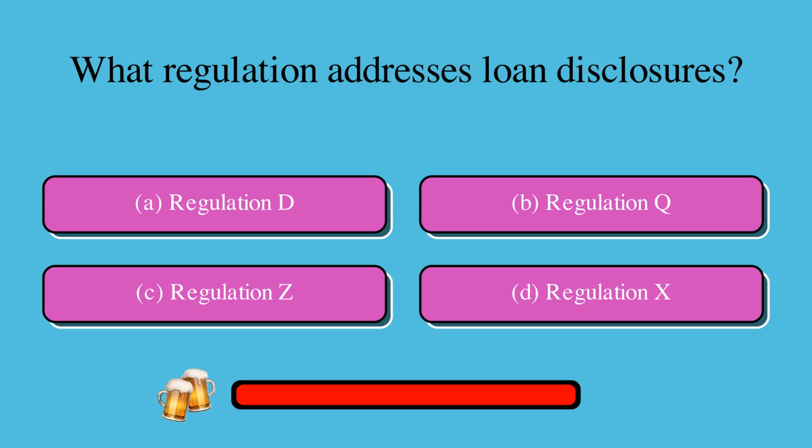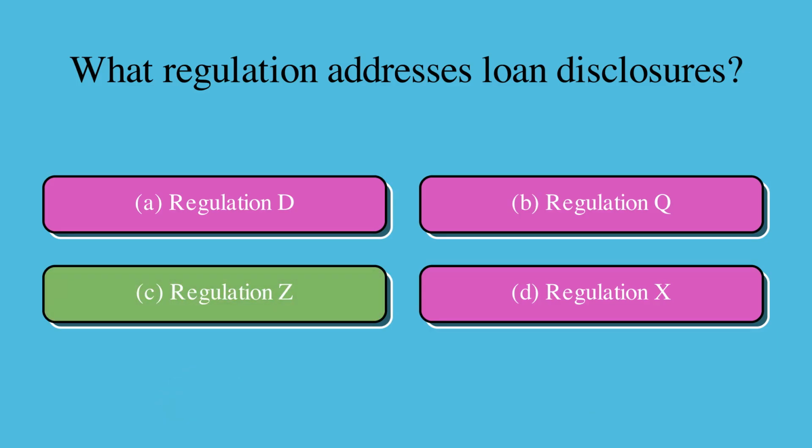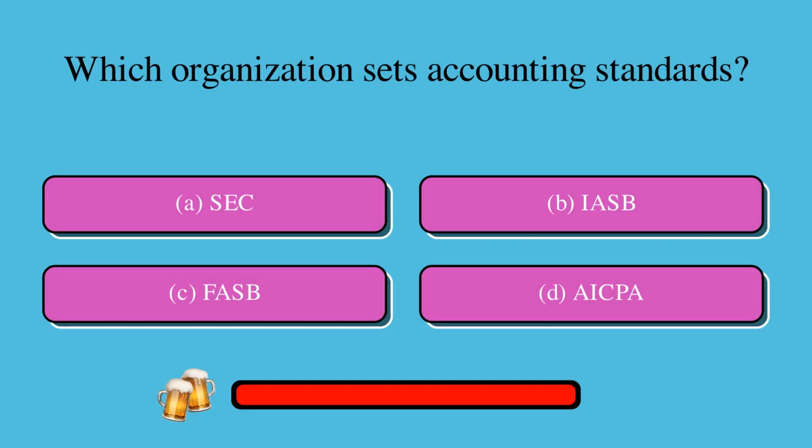What regulation addresses loan disclosures? Is it A, Regulation D, B, Regulation Q, C, Regulation Z, or D, Regulation X? The correct answer is C, Regulation Z. Which organization sets accounting standards? Is it A, ASCE, B, GASB, C, FASB, or D, AICPA? The correct answer is C, FASB.